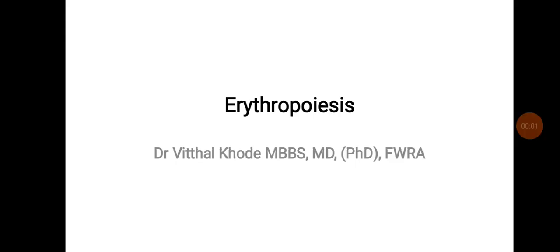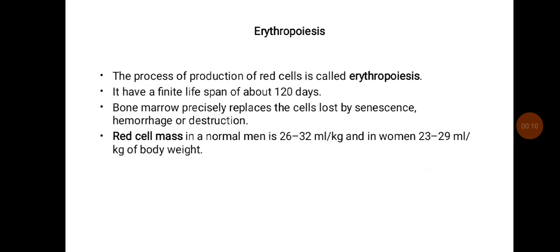Hello everyone. In this class, we are going to learn about erythropoiesis, the mechanism by which the RBCs are produced in bone marrow. So this process is called erythropoiesis. The RBCs have a lifespan of about 120 days. The bone marrow precisely replaces the cells lost by senescence, hemorrhage or destruction.